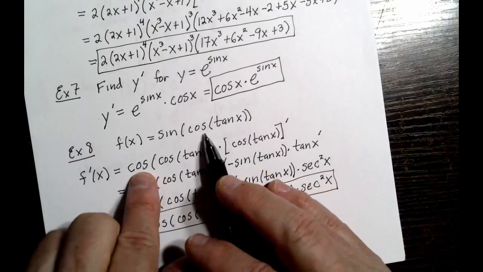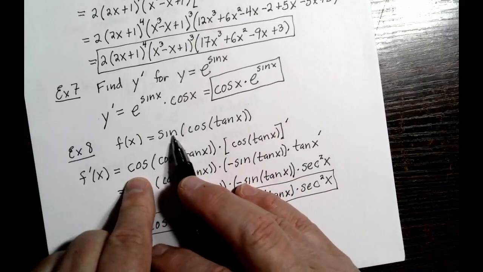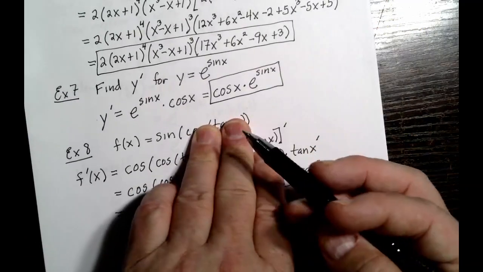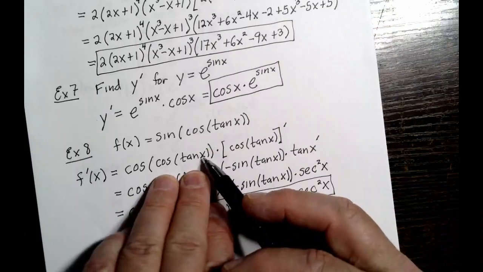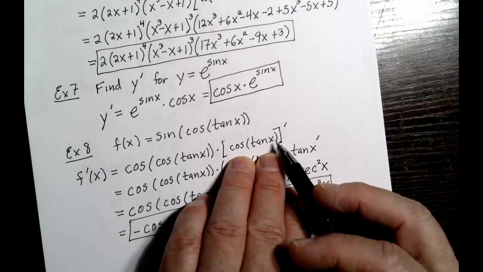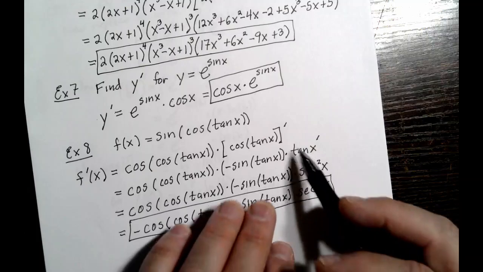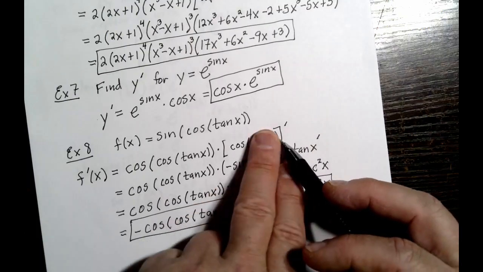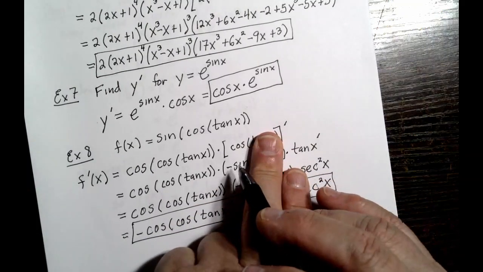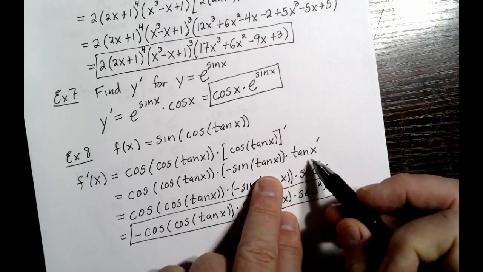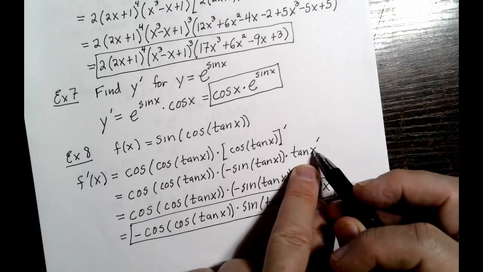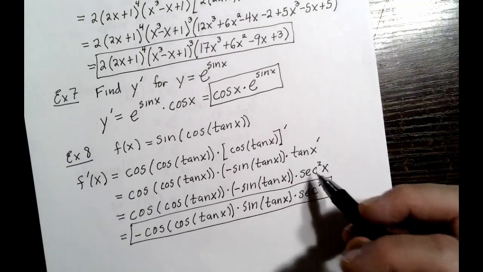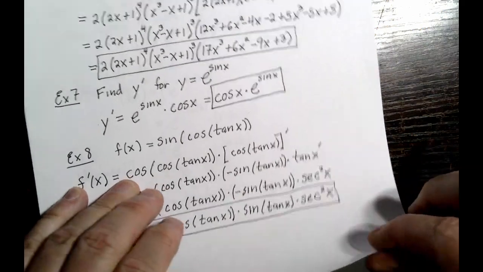So you first use the chain rule. You say derivative of sine is cosine, and you leave the inside untouched, followed by the derivative of the inside. And now for this one, you take the derivative of cosine, you get minus sine. That's untouched, followed by the derivative of what you have inside. And then the derivative inside is just secant squared.